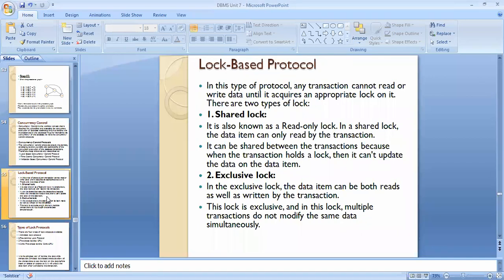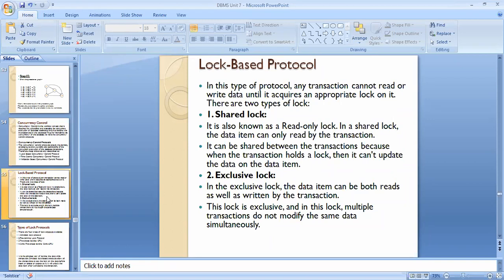We have seen the log-based protocols. In this type of protocol, we are applying locks on the transactions. There are two types of locks: a shared lock and an exclusive lock. When we apply a shared lock, it is also known as a read-only lock, and in a shared lock, the data item can only be read by the transactions. So that's why it's called a read-only lock.